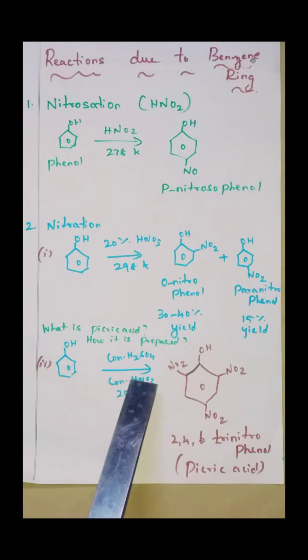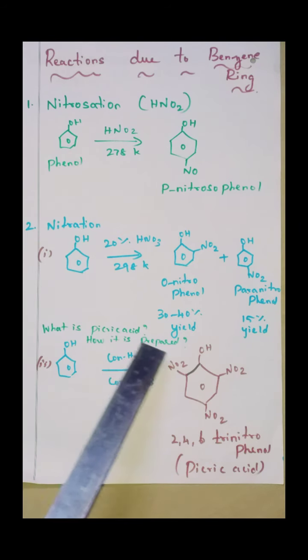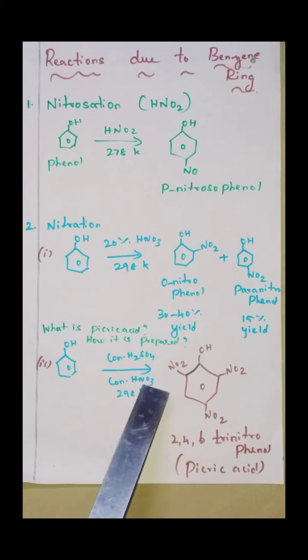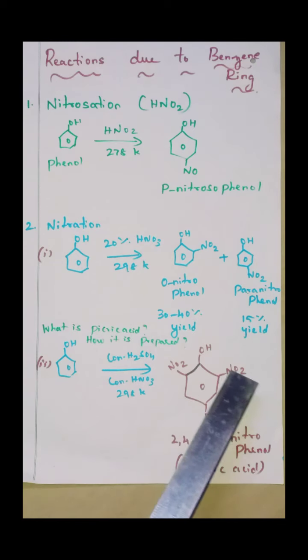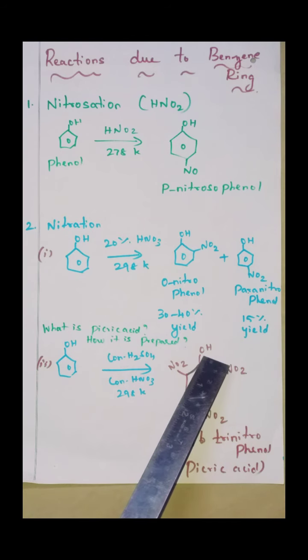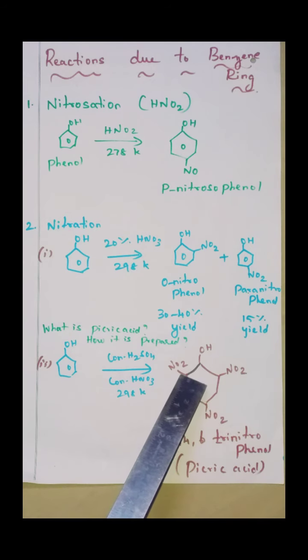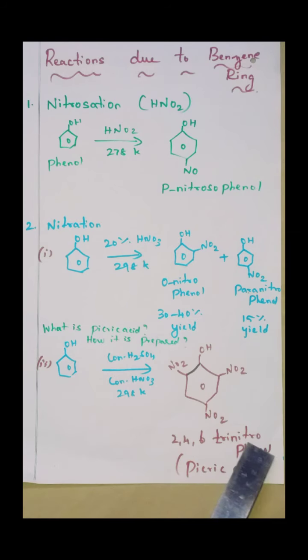See, when phenol is reacting with a nitrating mixture, here nitrating mixture means it is a mixture of concentrated H2SO4 and concentrated nitric acid. Keeping the mixture at 298 Kelvin, it attacks all the positions, that is 2 ortho positions and the para position also. So when we give numbering, 1, 2, 3, 4, 5, 6, so 2, 4, 6, three NO2 groups are there. So trinitrophenol. So 2,4,6 trinitrophenol is called picric acid.